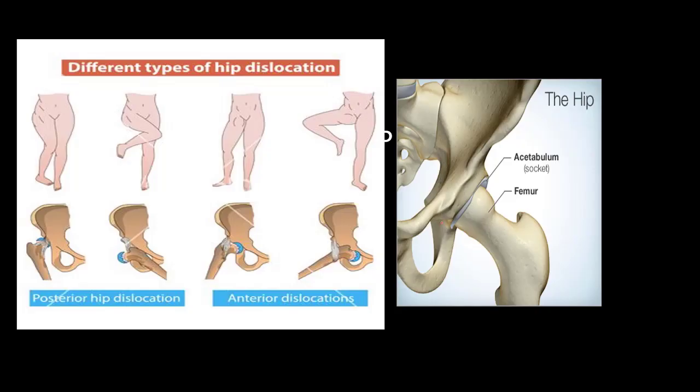Today I will tell you the important MCQs related to dislocation of the hip joint. As we know, the acetabulum and the femur make the hip joint, right? And this joint can dislocate. The head of the femur can dislocate anteriorly and posteriorly. Mostly it dislocates posteriorly. It can also dislocate inferiorly, right?